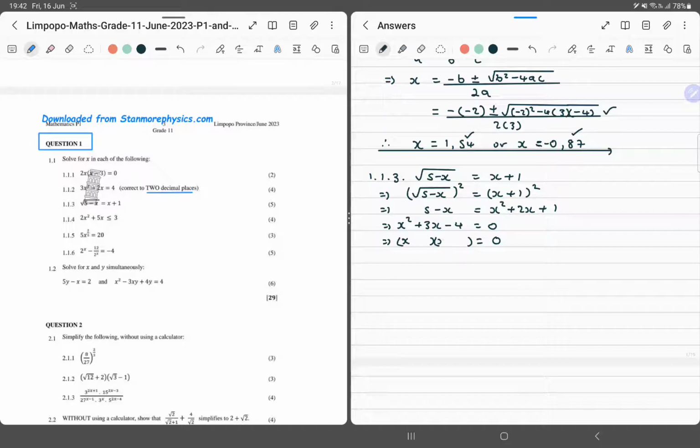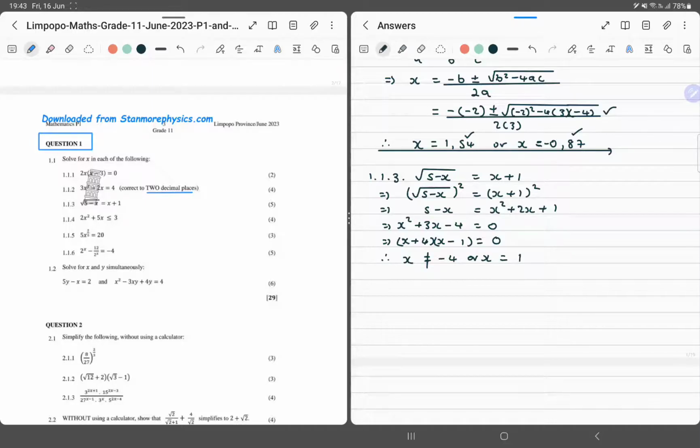So this is x. Now the factors are going to be 4 and 1. So 4 must be positive, 1 must be negative. Therefore, our x is equal to minus 4, or our x is equal to 1. Now, which one of these two is correct? So let's put minus 4 in there. So we're going to have 5 minus minus 4, it's plus 4, which is 9. Square root of 9 is a 3. When we put a minus 4 plus 1, it's a minus 3. So basically, this doesn't give us the left-hand side equaling the right-hand side.